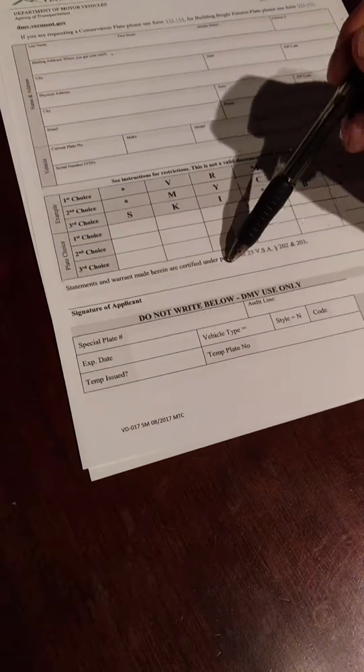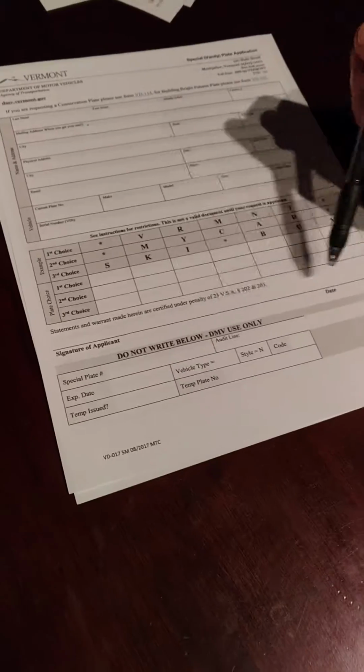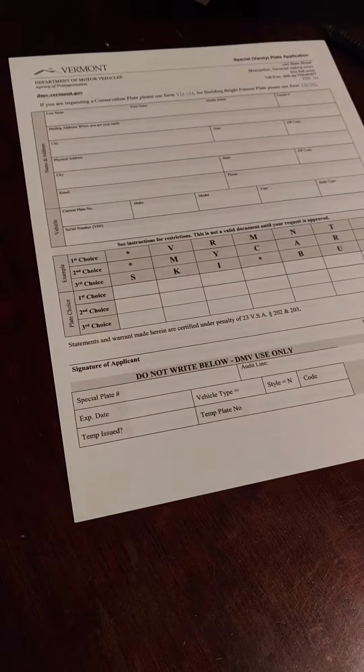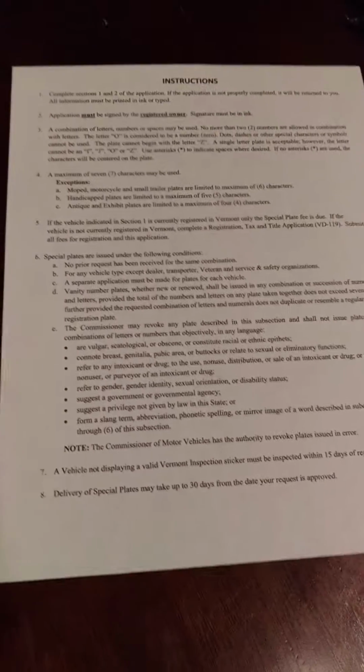Now over here you just sign and then you date it. And that's pretty much it. And then just don't write below this. Again, it prints two. One's for your copy and the other one's for the DMV's copy. And then this will tell you pretty much what you can and cannot do.